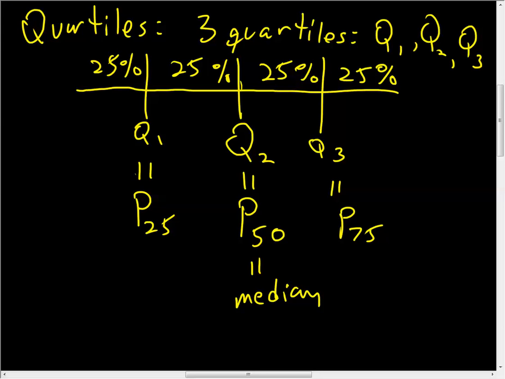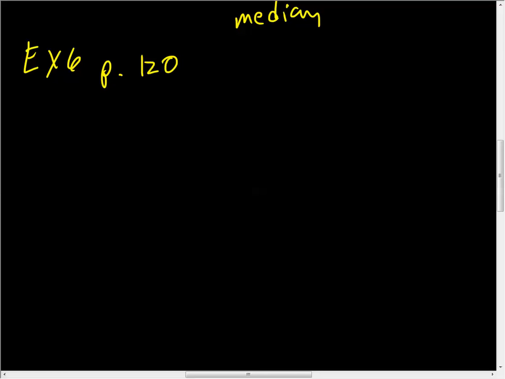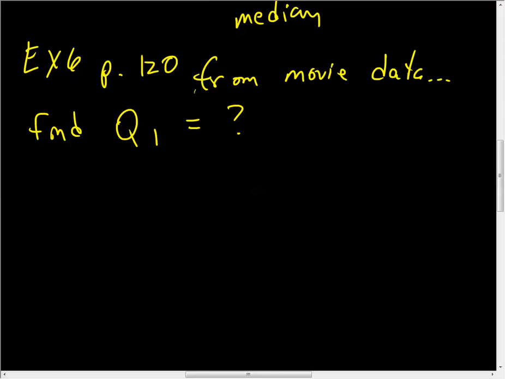Because we know how to compute percentiles already, we know how to find quartiles also, because quartiles are really percentiles. I want to look at example 6 in the book on page 120. Basically, we're going to be working from the movie data, as good a data block as any. I'm going to say find Q sub 1, the first quartile. Well, we know that's the 25th percentile.